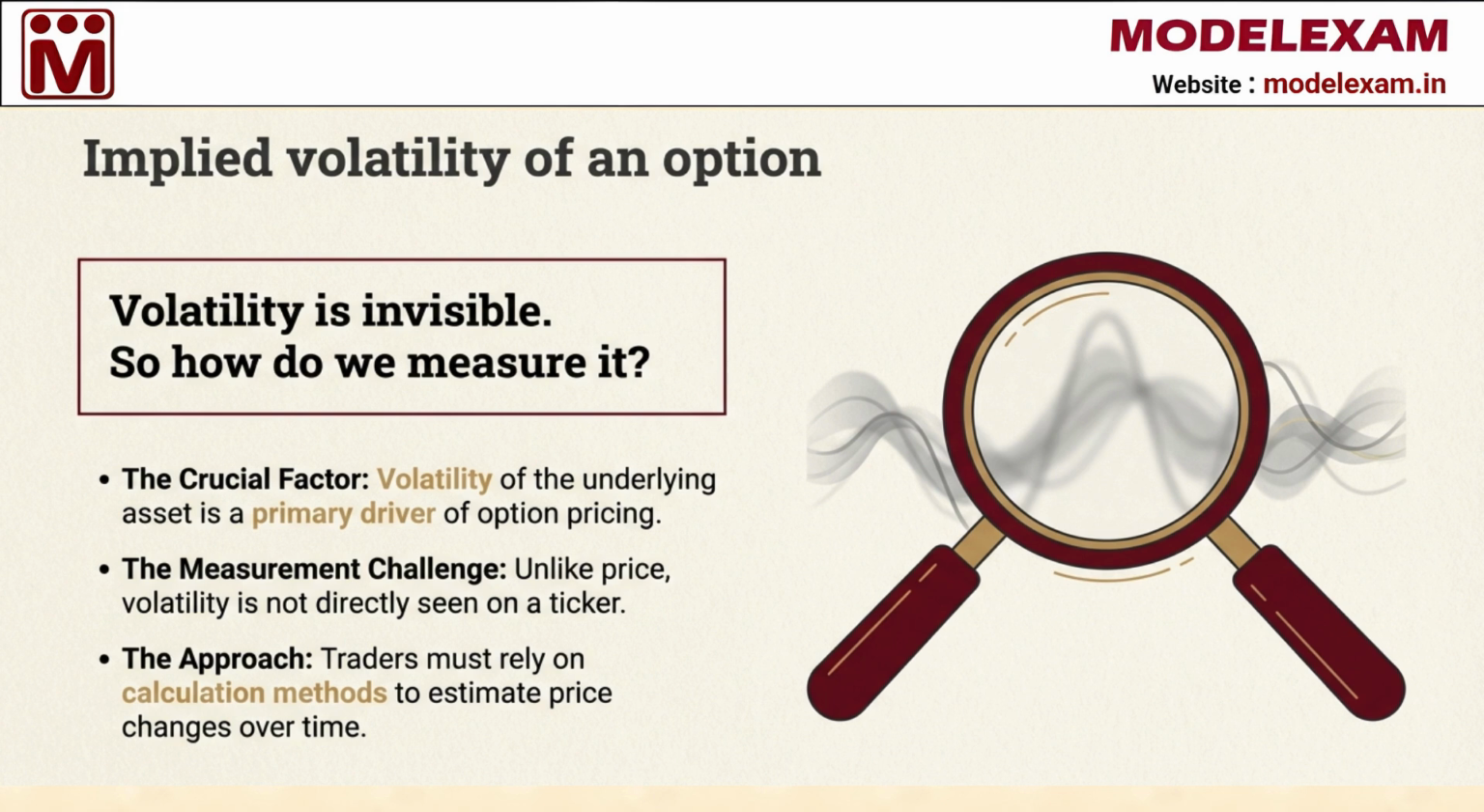But there is a catch, because volatility is actually invisible. Unlike a stock price that you can see clearly on a ticker, you cannot see volatility directly. So we must rely on specific calculation methods to estimate how much a price might change over time.